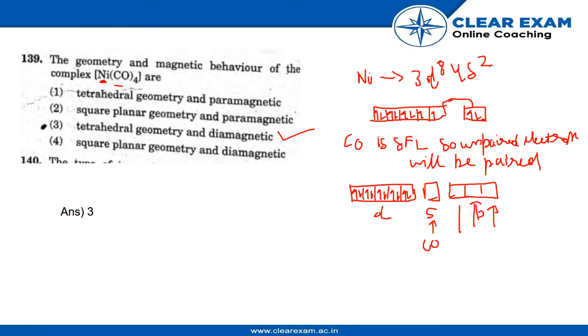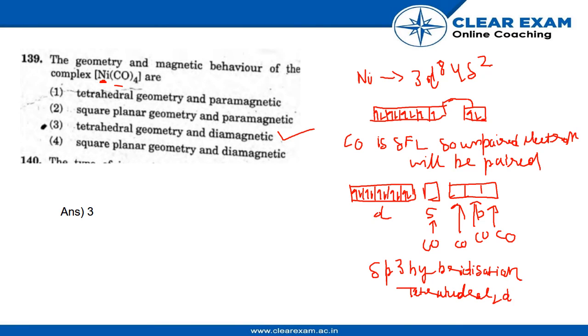Similarly here, here and here. These all are CO, CO. So it's sp3 hybridization, and it's tetrahedral and diamagnetic. Hence the correct option is third. Thank you. Hope you understand.